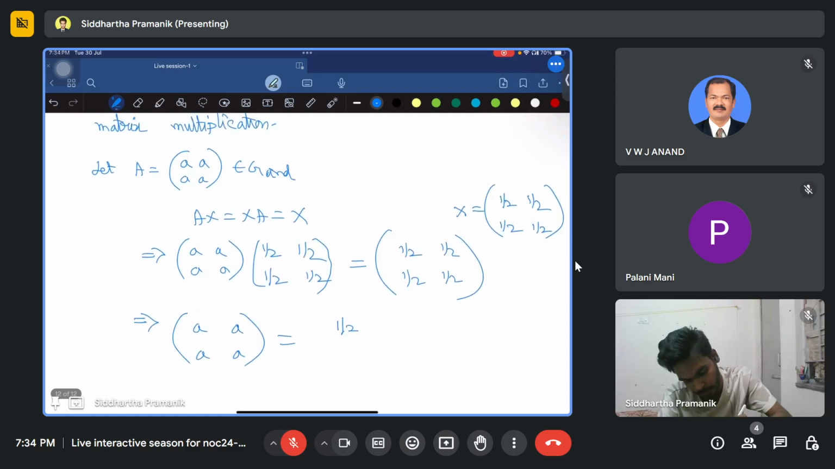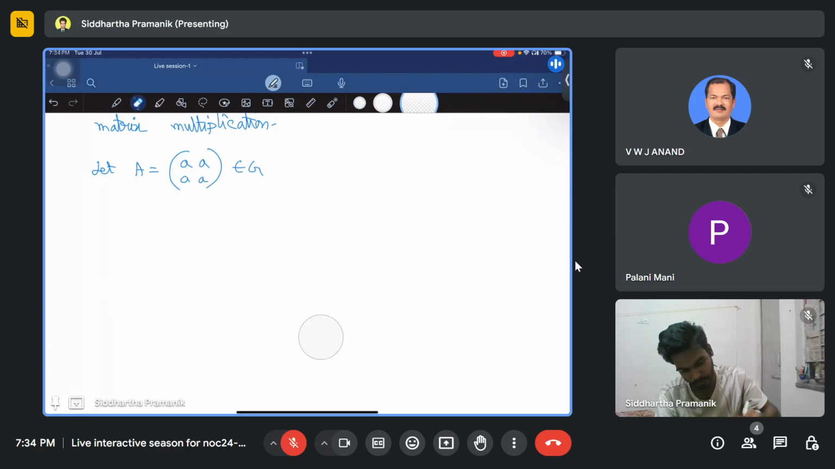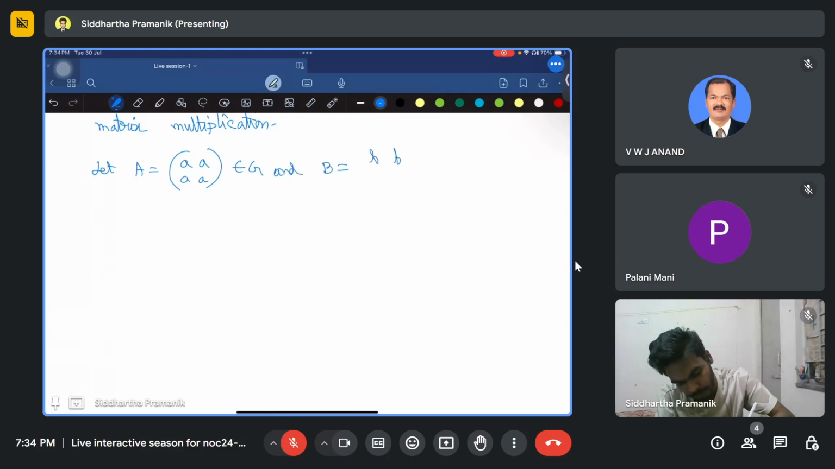Sorry, we have made a mistake, and we need to find the inverse, right? Okay, let's do it precisely. My mistake. And let B be another element in G such that their product gives the identity element.